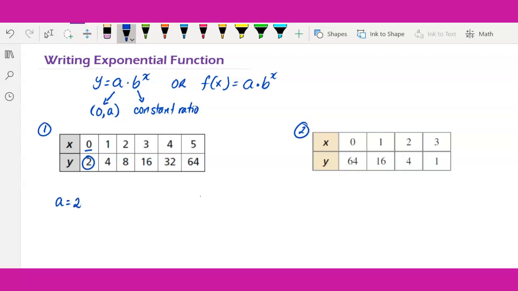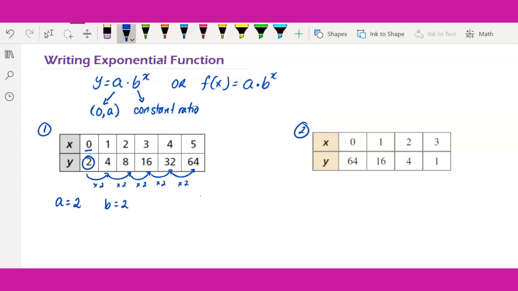So now, what is b equal to? You look at the numbers. To go from 2 to 4, you multiply by 2. To go from 4 to 8, you multiply by 2. To go from 8 to 16, you multiply by 2. To go from 16 to 32, you multiply by 2. To go from 32 to 64, you multiply by 2. You got the idea? b is equal to 2.